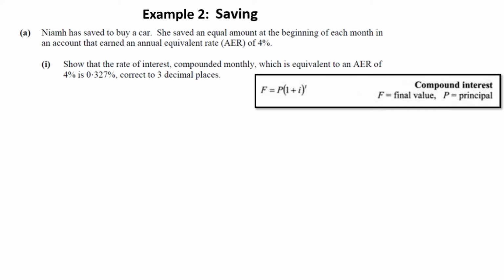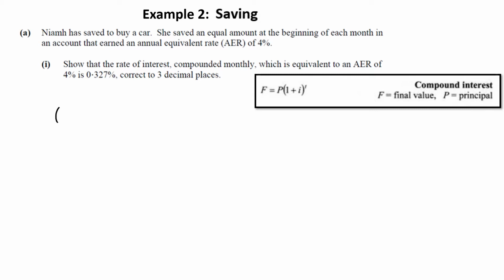So example 7.2, savings. So Neve saved to buy a car. She has saved an equal amount at the beginning of each month into an account that had earned an AER, so that's the annual effective rate, of 4%. So show that the rate of interest compounded monthly, which is equivalent to the AER of 4%, is 0.327%.